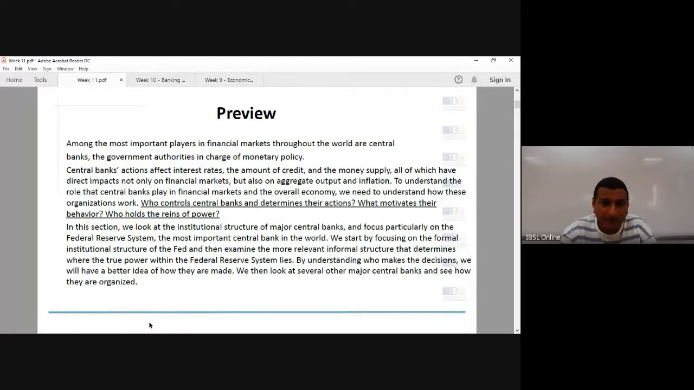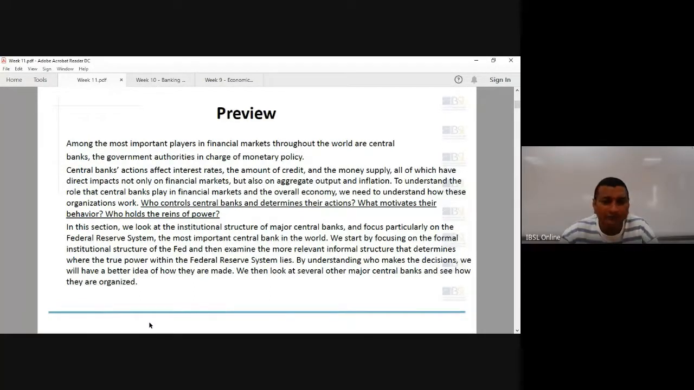Okay, so the perspective, which is the most important central bank in the world in today's circumstance. And then, of course, we also start focusing on the formal institutional structure of the Federal Reserve itself, and gradually move into examining more relevant informal structures that determine where the main decision making happens within the Federal Reserve System itself. Okay, by understanding these elements within the Federal Reserve System, we will be able to get a feel for how these decisions are made within these central banks that ultimately influence the most important variables in an economy.